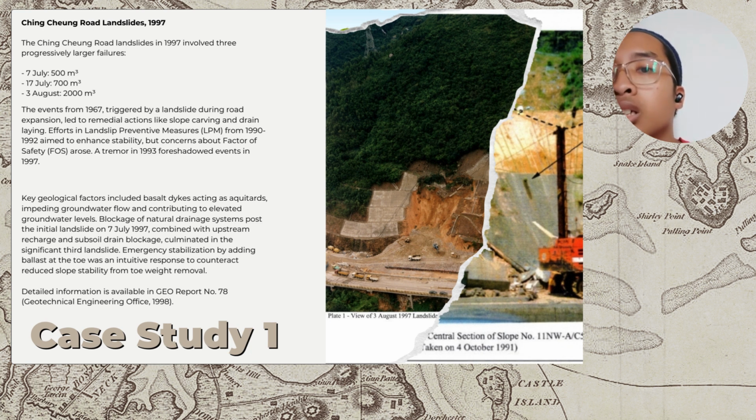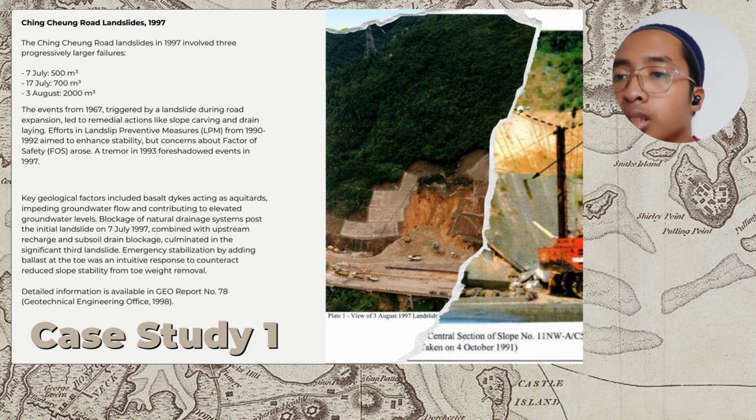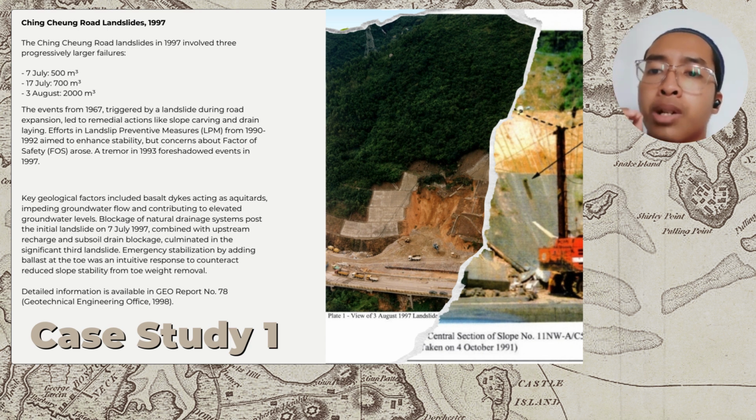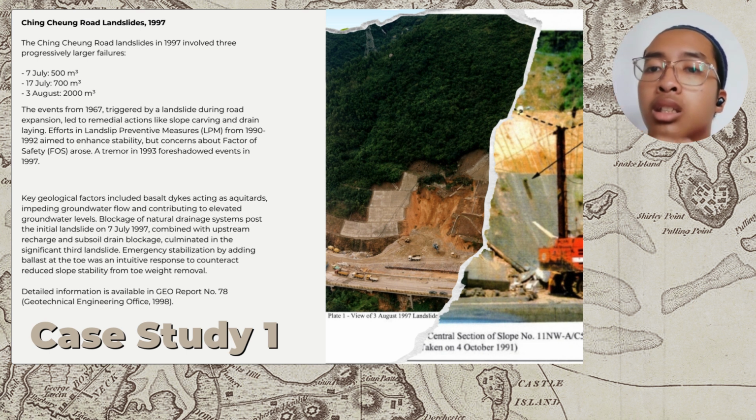For that place, the major landslide during the road widening led to remedial measures, including slope cutting and raking drain installation. Further trimming under the Landslip Preventive Measures (LPM) program between 1990 and 1992 aimed to enhance stability, but might have compromised the FOS, factor of safety. A minor failure in 1993 preceded the 1997 event.